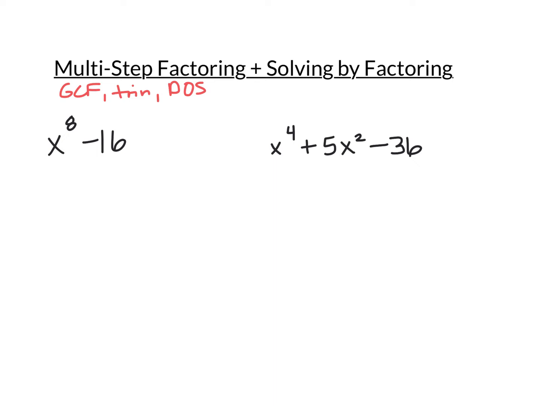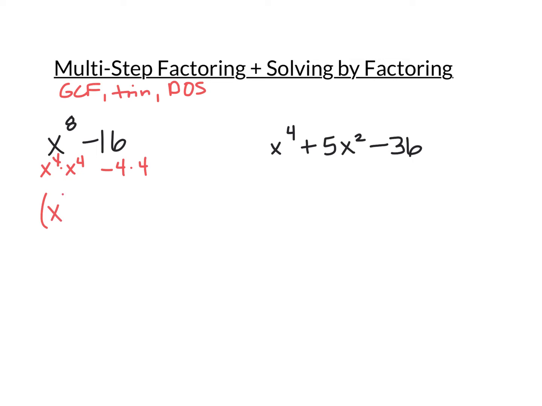The first one, when you look at this, there is no GCF that comes out. So I will tell you, neither of these have GCF. Probably should have given you some better examples, but here we are. But this one looks like difference of squares to me. And the reason is because I know that I can break up x to the 8th as x to the 4th times x to the 4th. And I can break up 16 as -4 and +4.